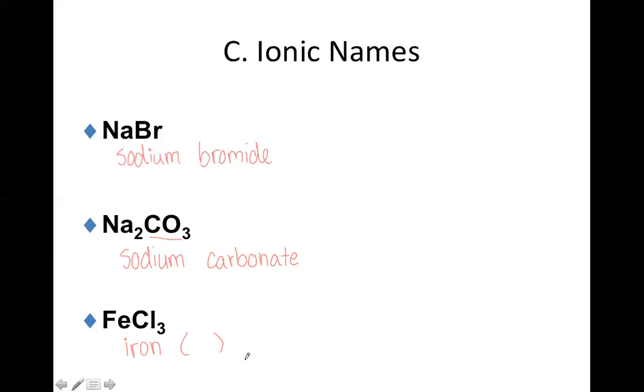And then we have Cl. Is that monatomic or polyatomic? It's monatomic because it's one type of atom here. So we change the ending to "ide." So we have chloride. All right, iron, something chloride. We have to go back and now find what iron's oxidation number was here.